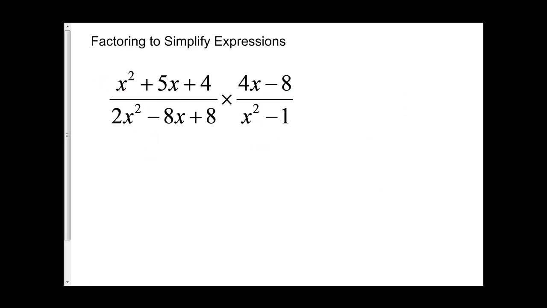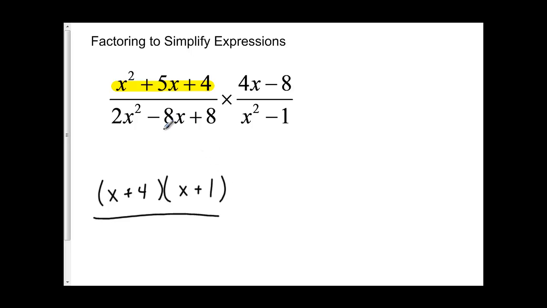Finally, here's an example where I'm going to need to factor. So I'm going to start by factoring this term here: x squared plus 5x plus 4. I'm looking for a number that's going to multiply to give me 4 and add to give me 5. So those two numbers are going to be 4 and 1. So my factors are going to be x plus 4 and x plus 1.